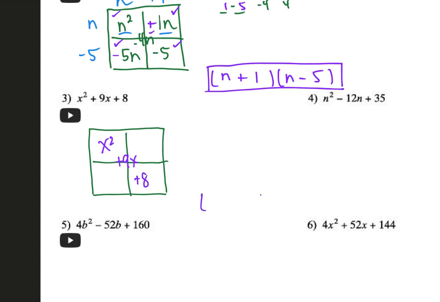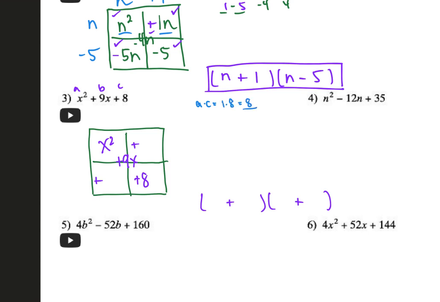I'm going to pick the signs of my number. So I have A, B, and C. Everything is positive, which means my parentheses are both going to be positive. And I'm going to multiply A times C. So 1 times 8 is 8.